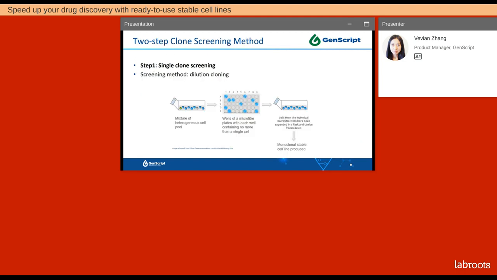Dilution cloning technology is applied to generate single clones. In this procedure, the polyclonal cell pool after transduction is diluted to a certain concentration before plating to a 96-well plate, so each well contains no more than one cell. From there, a single clone cell line will be obtained in individual wells after several days of expansion.